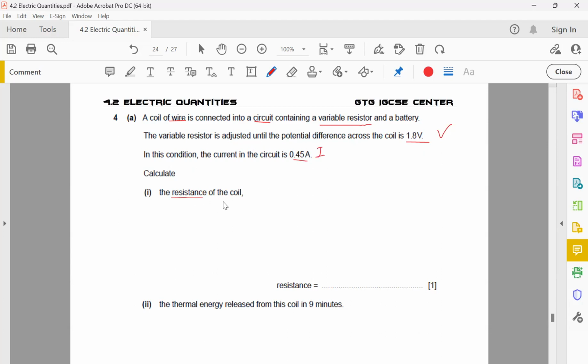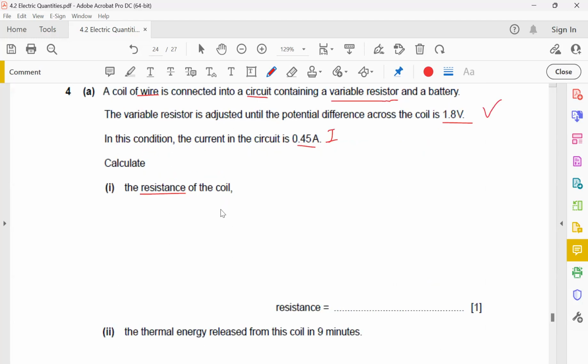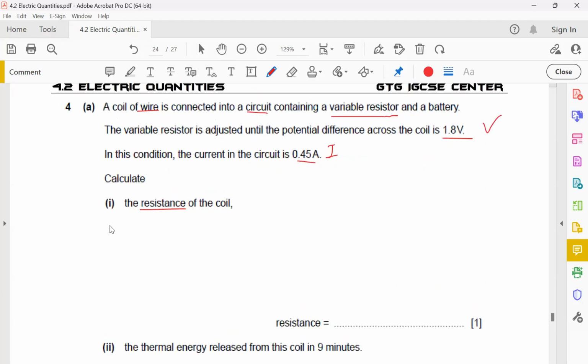First and foremost, it asks you to calculate the resistance. Super easy, super straightforward. Literally, just use the Ohm's formula once again. V equals IR. Your R will be equal to V over I. Right, and literally just put in the numbers, and you'll get a very easy answer of 4 ohms.